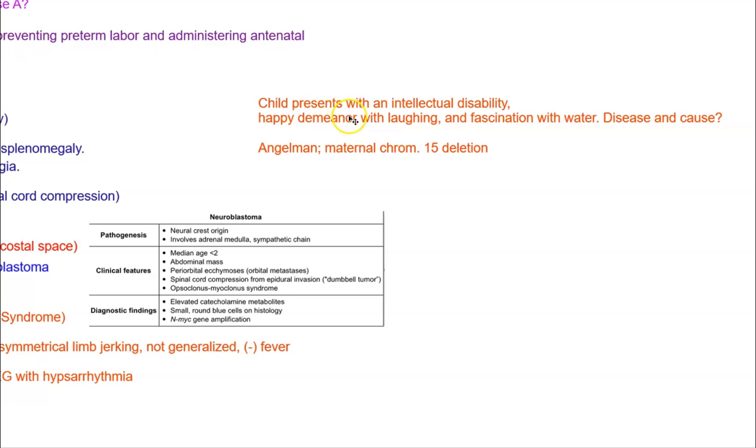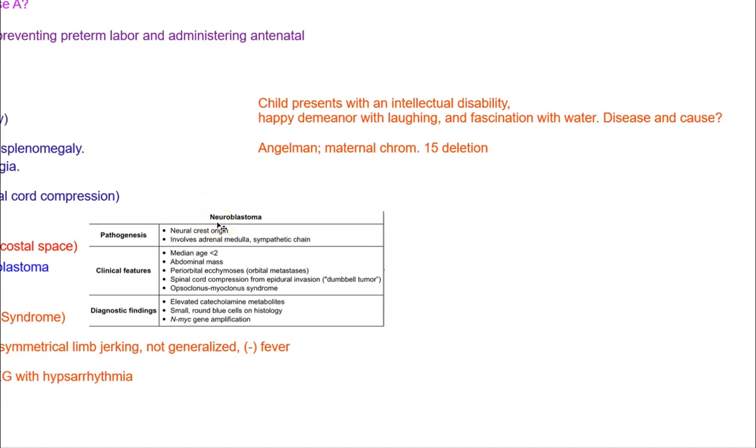And then lastly, we have a child presenting with intellectual disability, happy demeanor, laughing, fascination with water. Disease and cause is going to be Angelman syndrome with a maternal chromosome 15 deletion. So remember that whole genetic imprinting, all of that good stuff, like Prader-Willi, that's all associated with this here. It's not as high yield for Step 2 as it was for Step 1.